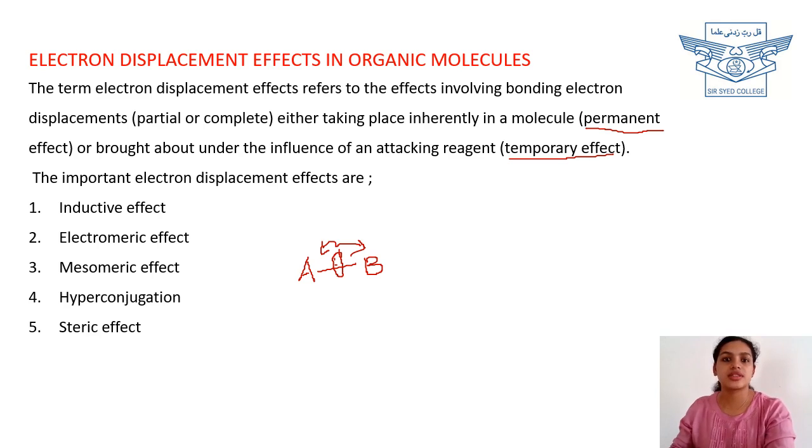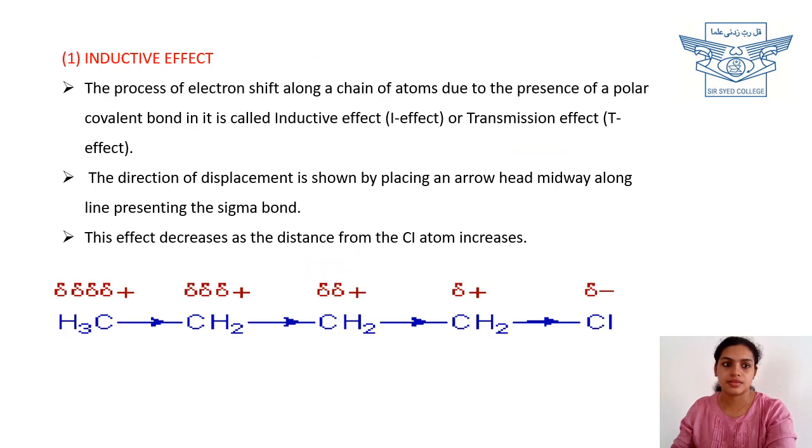Today we are going to discuss in detail the inductive effect. The first one, that is the inductive effect. It is the process of electron shift along a chain of atoms due to the presence of a polar covalent bond in it. Electrons are getting shifted along a chain of atoms due to the presence of a polar covalent bond. You know what's a polar covalent bond?